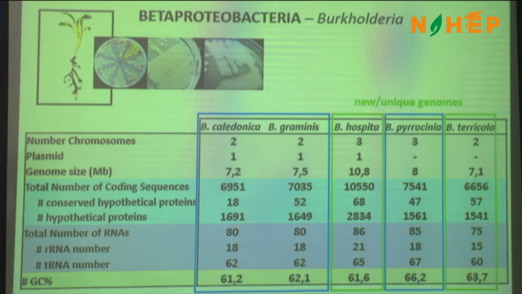In terms of the size, they were more or less the same size, except Burkholderia hospita, that was extremely big, yeah, around 10 megabases. And the good thing is that, well, for some of them we had several draft genomes, so we could have a reference, and for some of them were the first genome that was sequenced.